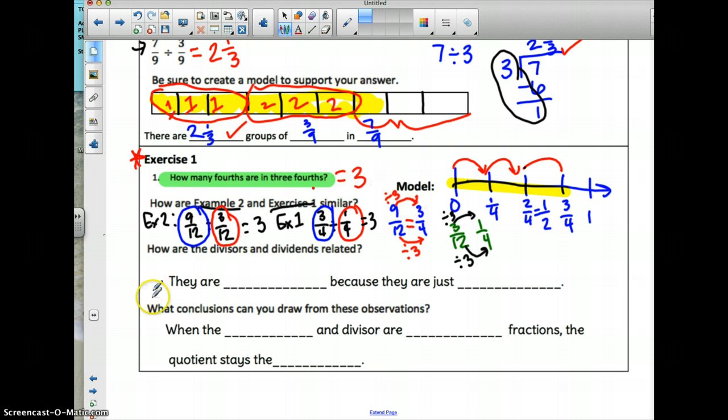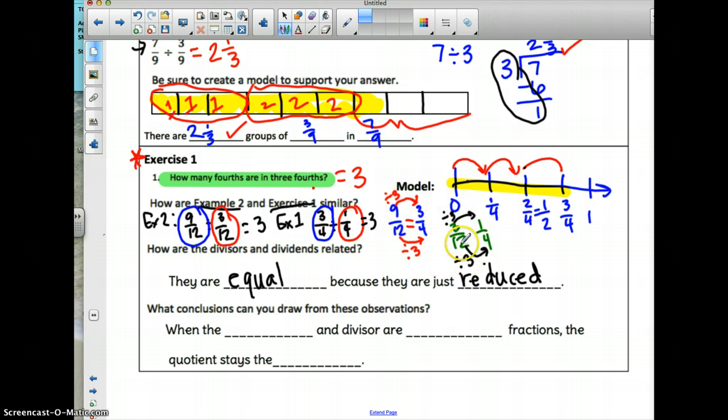All right, so let's look down here where it says, how are the divisors and dividends related? You need to fill in the blanks like I did. They are equal because they are just reduced. That's not how you spell reduced. Okay. They are equal because they are reduced by the same number. That means they're equivalent ratios. They're equal. All right? Do we see this?